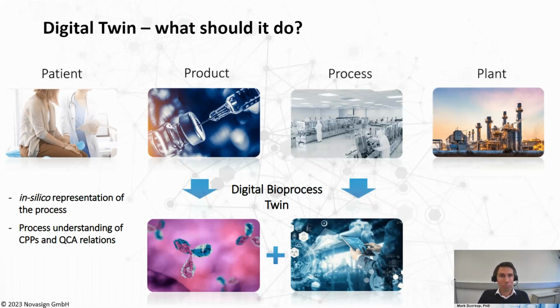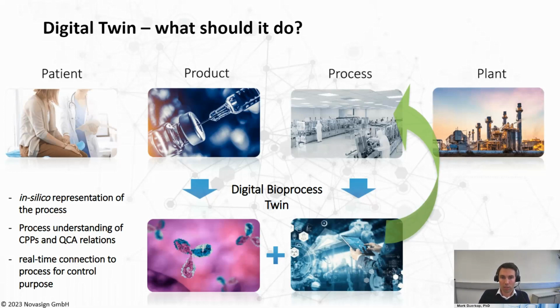It should basically help you to understand the relation between your critical process parameters and your critical material attributes to your critical quality attributes. This is what it should help you to understand. And at the end, it must have, and this is a prerequisite of a digital twin, a real-time connection to the process itself in order to control it. So that means you have this understanding in a digital twin, and then this digital twin must directly interfere with your process in order to do something, to control something.